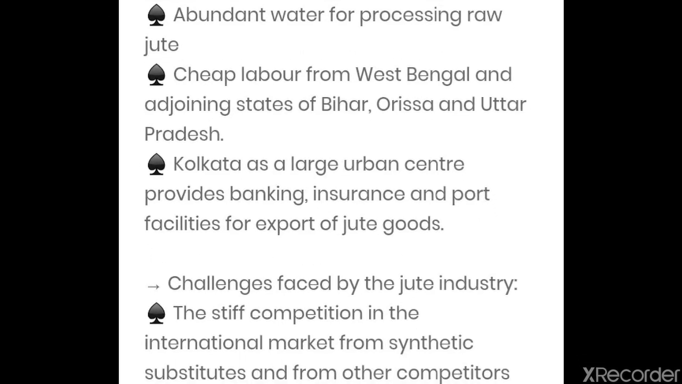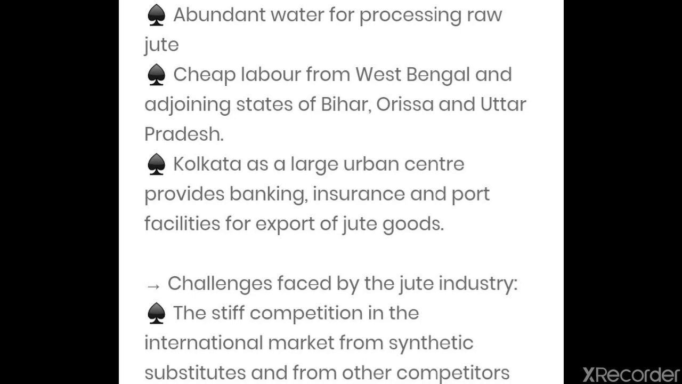Next, cheap labor from West Bengal and the adjoining states of Bihar, Odisha and Uttar Pradesh is available. Cheap labor is available, which is required, and it is available from West Bengal and also comes from the adjoining states of Bihar, Odisha and Uttar Pradesh, to the benefit of this industry.